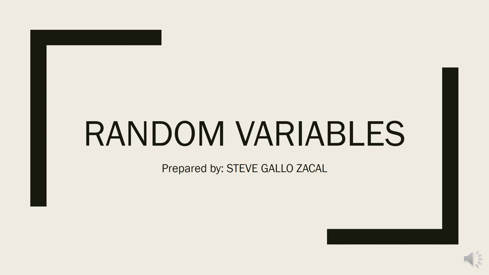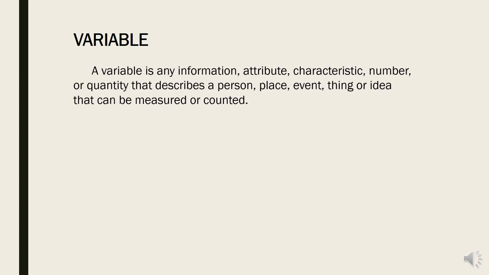Today, we will discuss random variables. Let us first define: what is a variable? According to the book of Danilo D. Guzman, Statistics and Probability, a variable is any information, attribute, characteristic, number, or quantity that describes a person, place, event, thing, or idea that can be measured or counted.